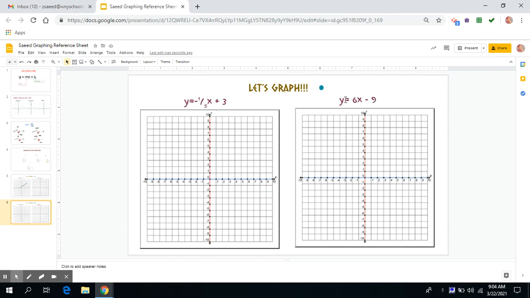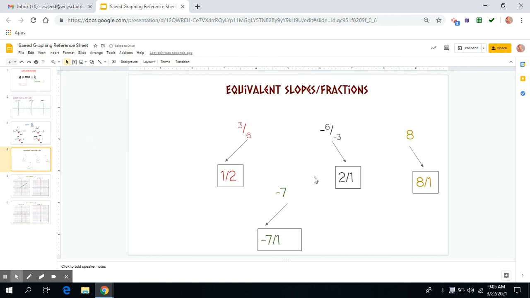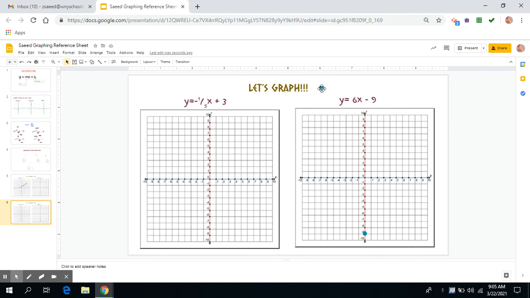This one, I want a quick refresher. -9 is your first point that you're plotting. And this is a +6. So remember what I just said. Your slope can be rewritten. When you see a whole number, it's always going to be over the number 1. So I'm going to go up 6. 1, 2, 3, 4, 5, 6. To the right 1. Up 6 again. 1, 2, 3, 4, 5, 6. To the right 1. I'm going to graph the line by connecting my points.